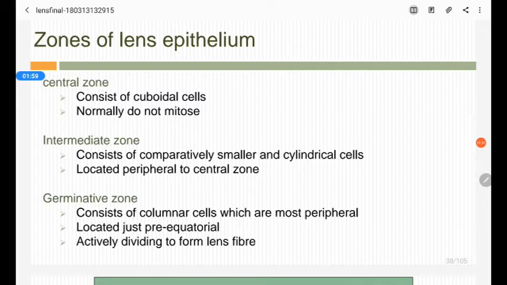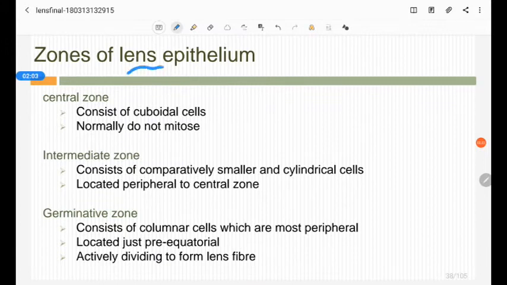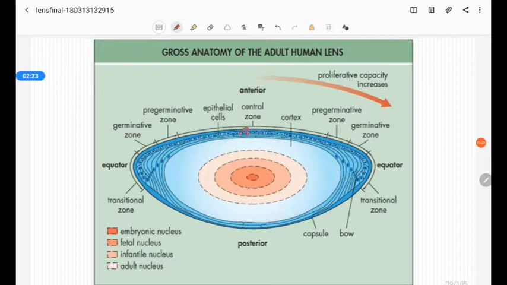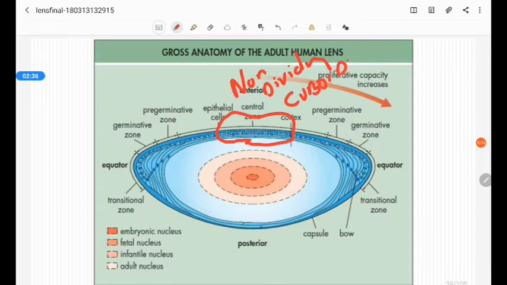With regard to the different types of cells in the lens epithelium, it is divided into a central zone, an intermediate zone, and a germinative zone. So in the central zone, as you can see in this diagram, it is made up of central non-dividing cuboidal epithelial cells. Now the next zone is the paracentral zone that starts from this area to this. And then we have the germinative zone.